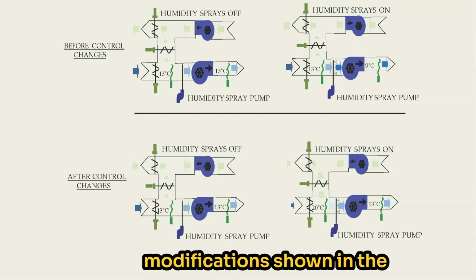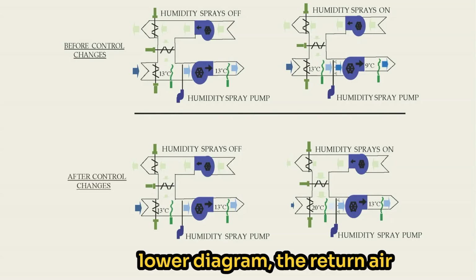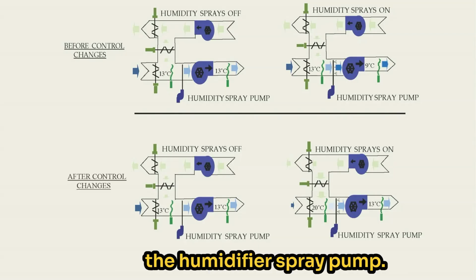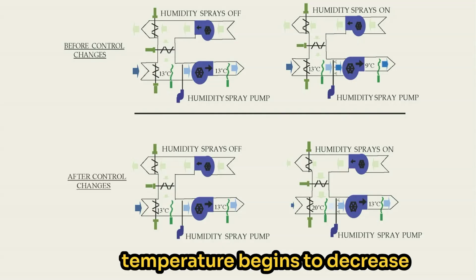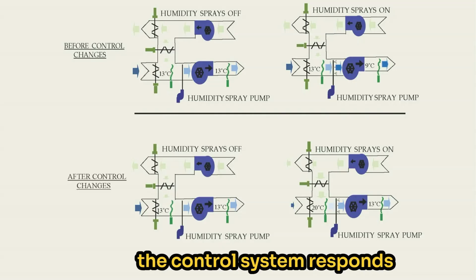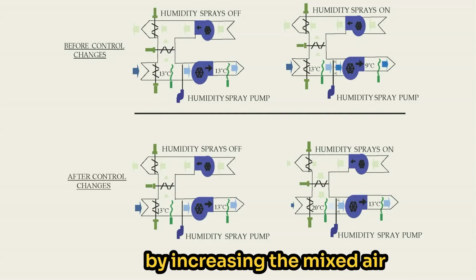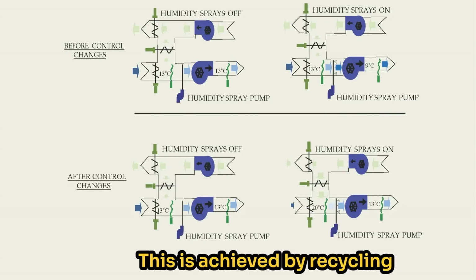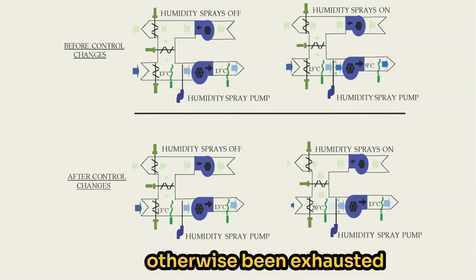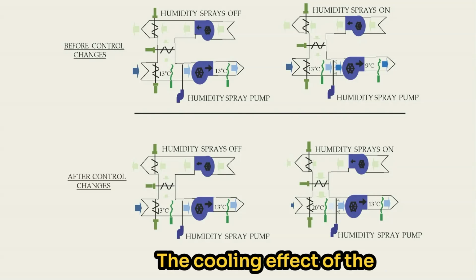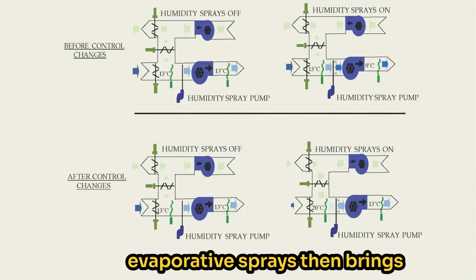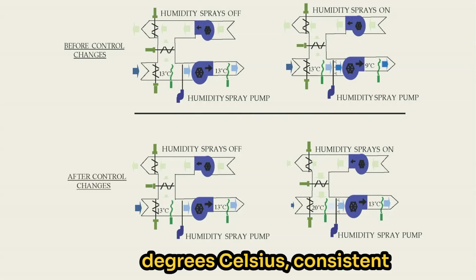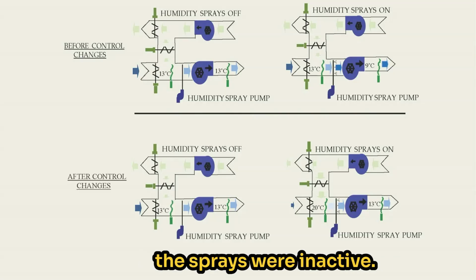Following the APS control modifications shown in the lower diagram, the return air humidity controller still activated the humidifier spray pump. However, as the supply temperature begins to decrease due to evaporative cooling, the control system responds by increasing the mixed air temperature to approximately 20 degrees Celsius. This is achieved by recycling return air that would have otherwise been exhausted out of the building. The cooling effect of the evaporative sprays then brings the supply air temperature back down to a stable 13 degrees Celsius, consistent with the conditions when the sprays were inactive.